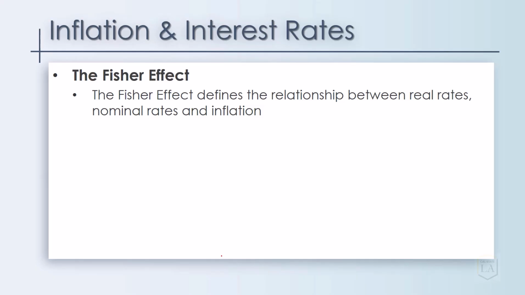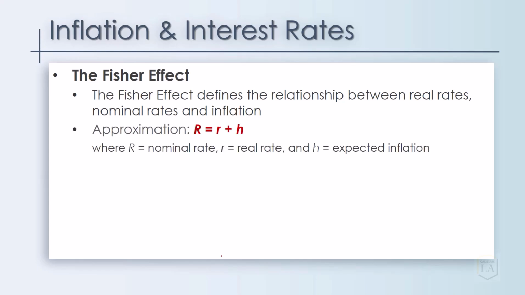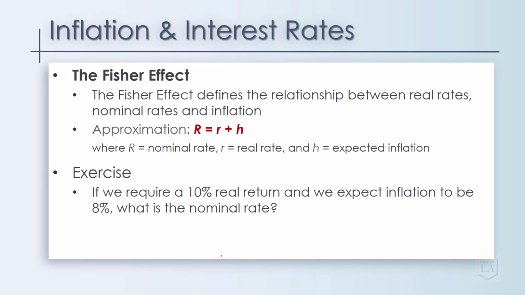If you put that all together in an approximate format, then nominal rate is equal to real rate plus expected inflation. Let's do a simple exercise here. So let's suppose we're requiring a 10% real return. That's our objective. And we are expecting the inflation to be 8% down the road. Then what is the nominal or quoted rate?